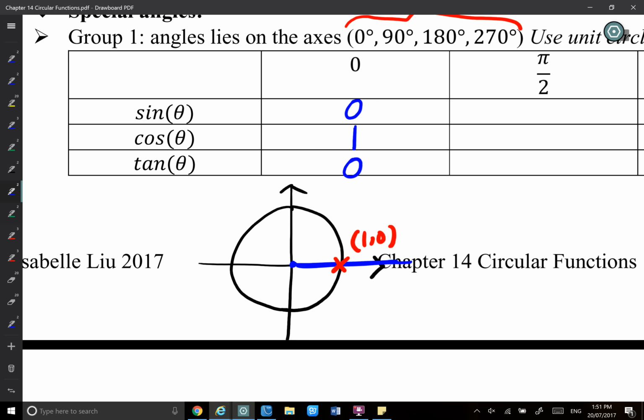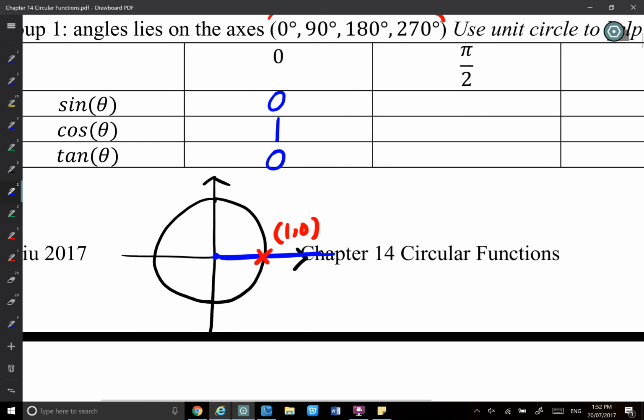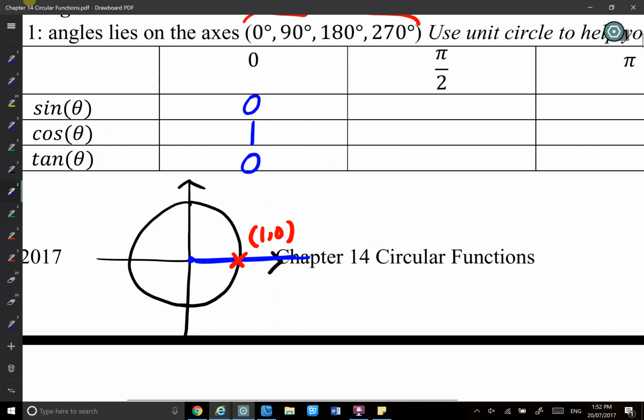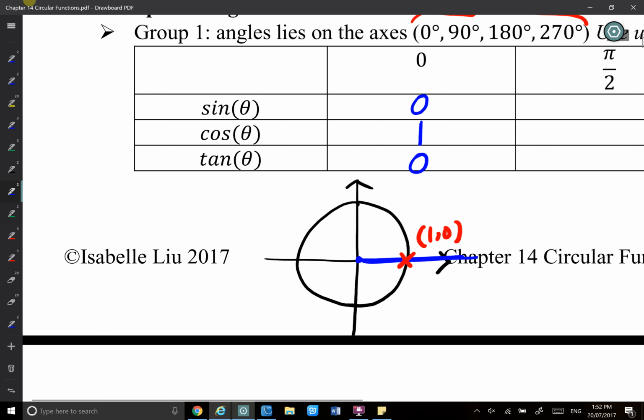That's why it's special, because it just lies on the axis. I can know the point of intersection directly. I can evaluate that directly. Let's think about the next one. Pi over 2. Okay, how large is pi over 2 actually?